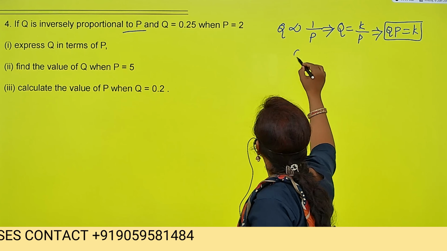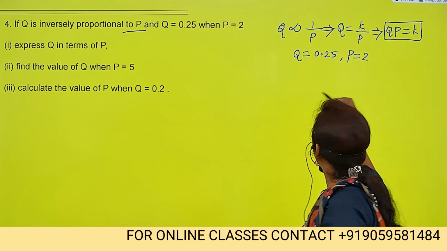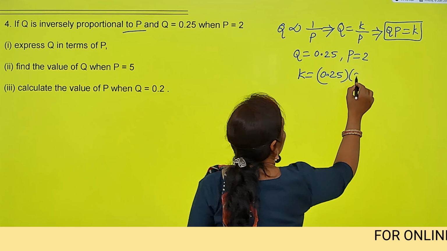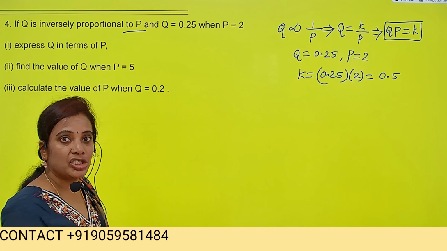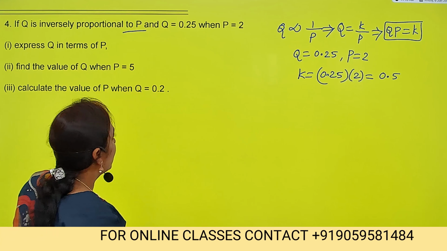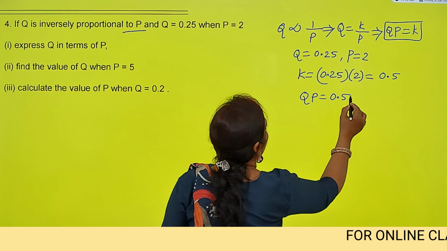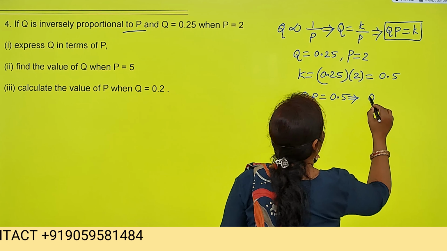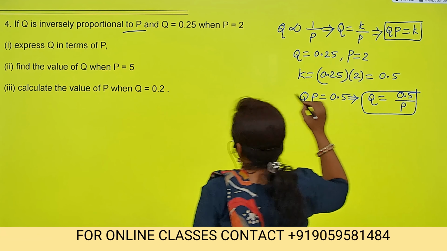Here they have given Q equal to 0.25, P equal to 2. Substitute there. K equals 0.25 into 2, which is equal to 0.5. 25 times 2 is 50, that is 0.5. Next, express Q in terms of P. QP equals 0.5. They are asking to express Q in terms of P. Q equals 0.5 over P.